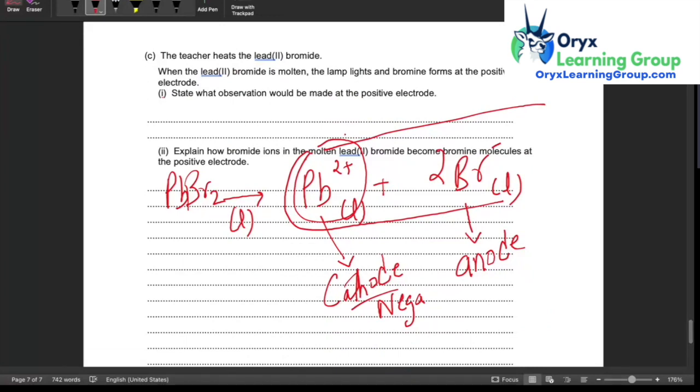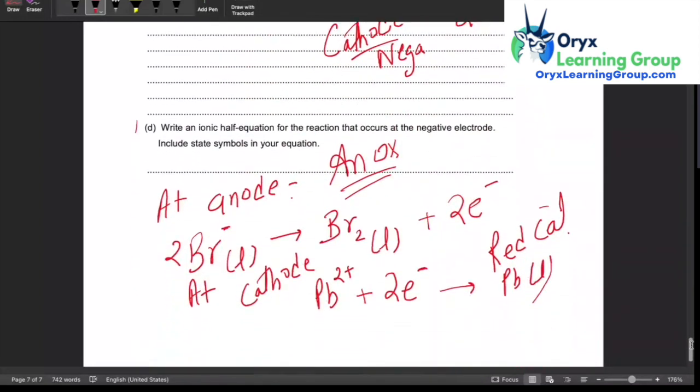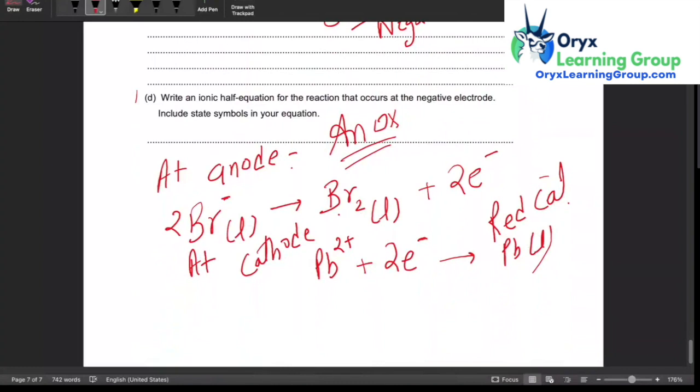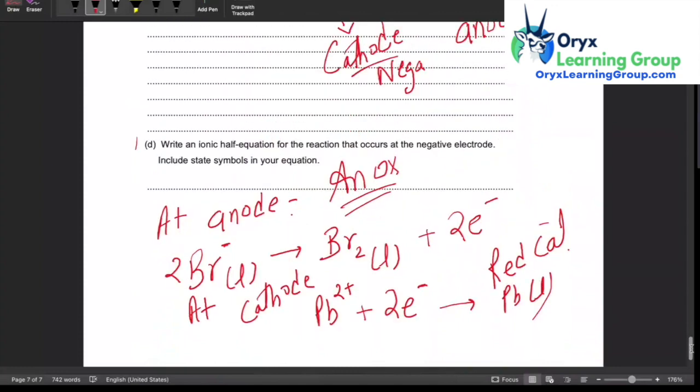state what observation would be made at the positive electrode. So what you can see is brown liquid with a strong smell of bromine produced at the anode. Okay, so you can see at the anode what is happening. Anode is the positive electrode. So there will be a brown color liquid forming at the anode. So bromine is brown in color. So you can see at the anode, brown color liquid is being formed and there is a strong smell of bromine. So that will be your answer for this question. Are you clear with this or no?